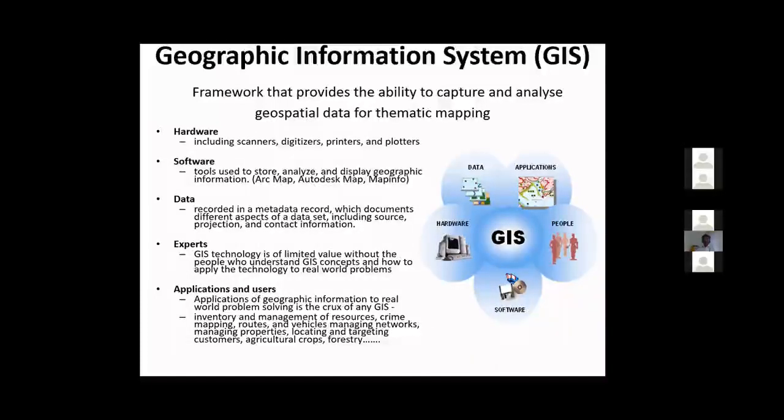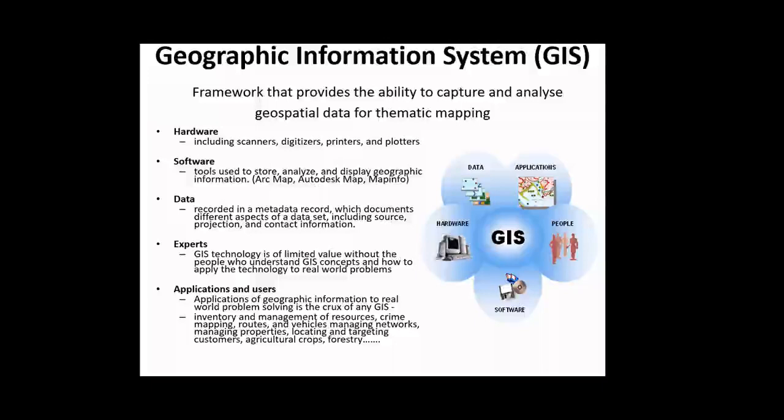So on several platforms, you can download the data and use the free software, and with any computer or laptop, you can make use of them, provided you are an expert. You should be an expert in geoinformatics, not only in GIS, but also in geoinformatics, because remote sensing and GNSS are integral components of geoinformatics.